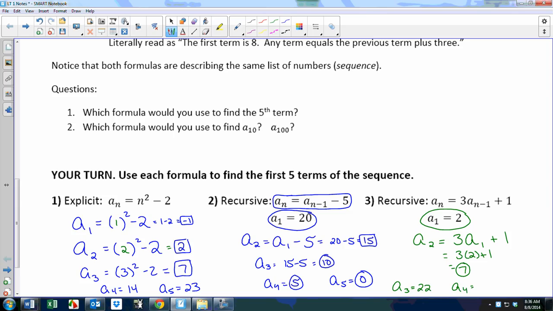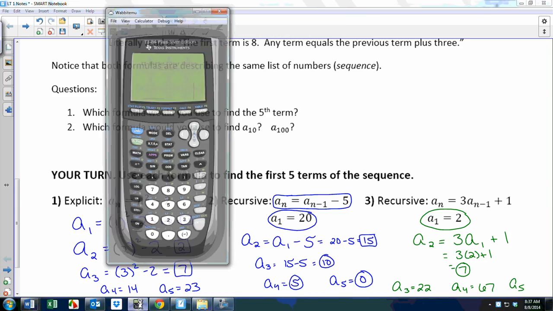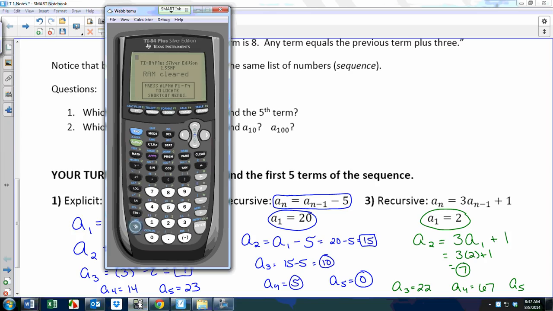Little mental math again. I think we can still do it. Triple the 22. 66. Add 1. 67. Now we may need the calculator. I don't know. A sub 5. We'll break it out just in case. Triple it. Triple the 67 and then add 1. 202.